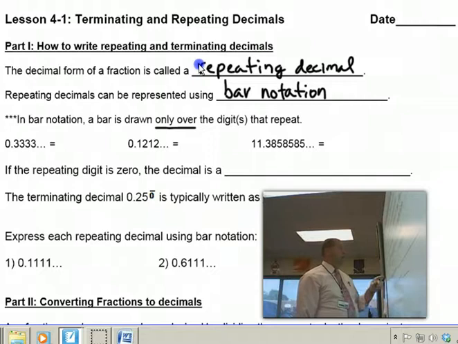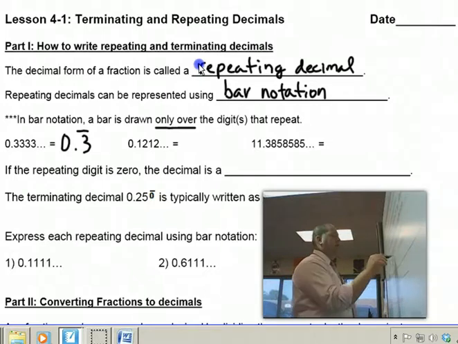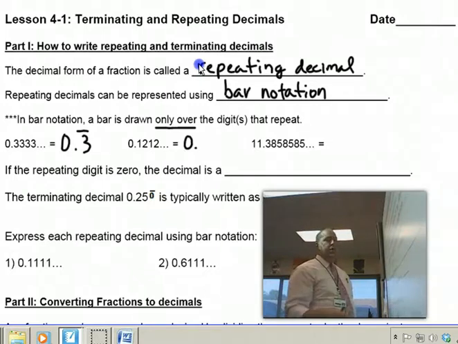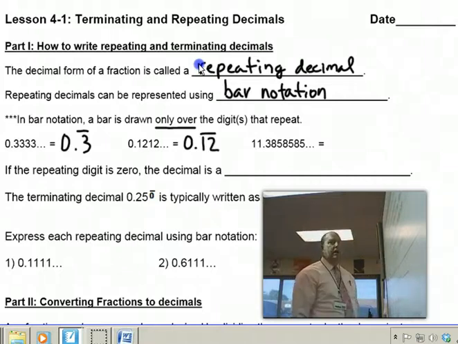So in 0.333, you see the three dots afterwards. That means it keeps going on, but the pattern is the 3 repeats. So I would put the bar over one of the 3's, and that means the next digit would be a 3, the next digit would be a 3, and so on. In the second case, the 1 doesn't repeat, but the 1, 2 do. So it would be 0.12, and I would put a bar over the 1 and the 2, because that's what keeps on repeating.